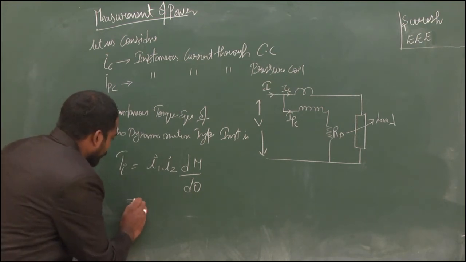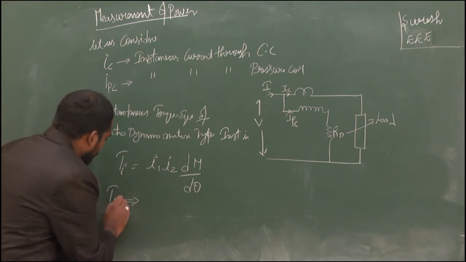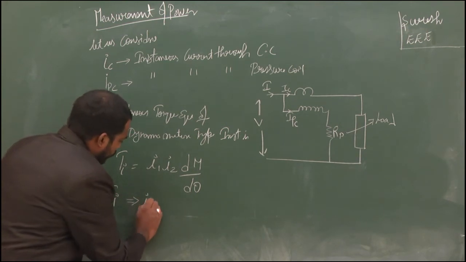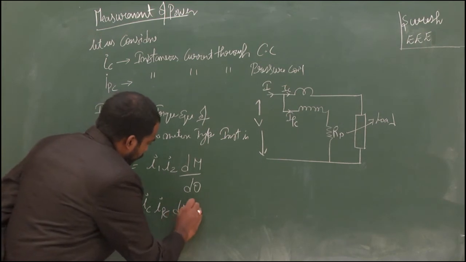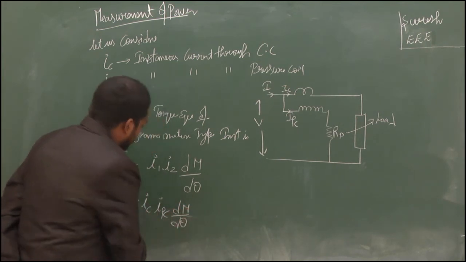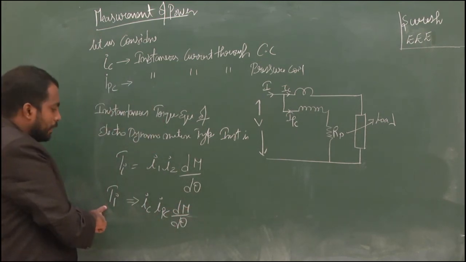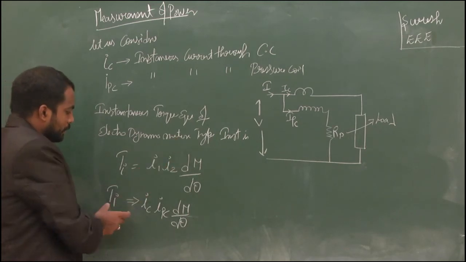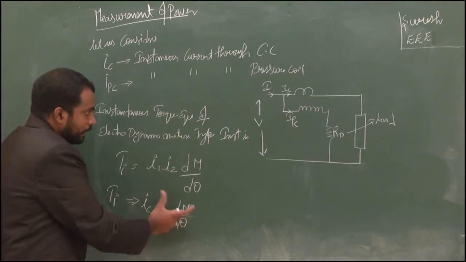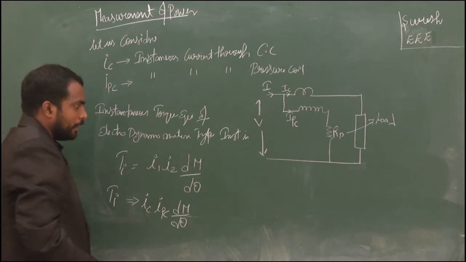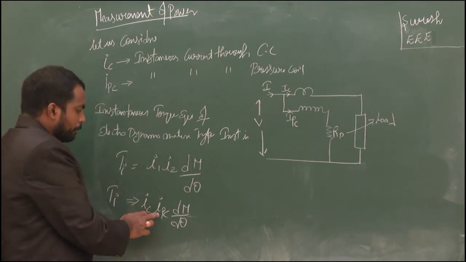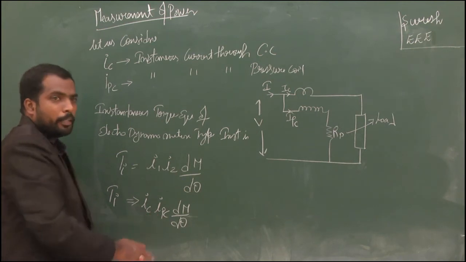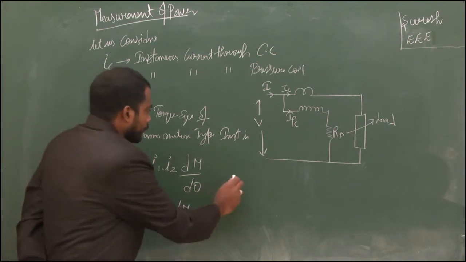So this formula can be simply replaced as Ti is equal to IC IPC dm by d theta. That means that the instantaneous torque equation for this instrument is generally given as IC IPC dm by d theta, where IC is nothing but the current through current coil and IPC is nothing but the current through pressure coil.